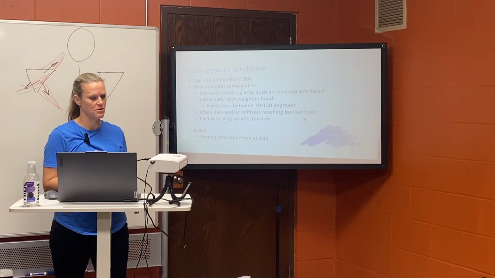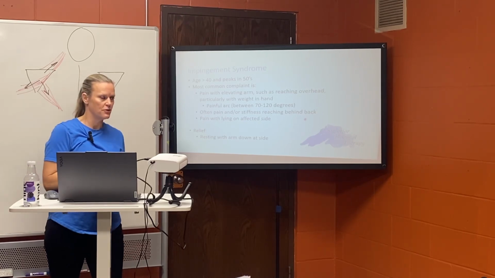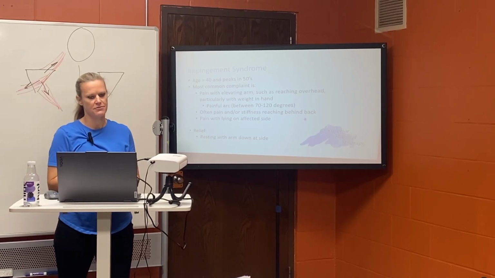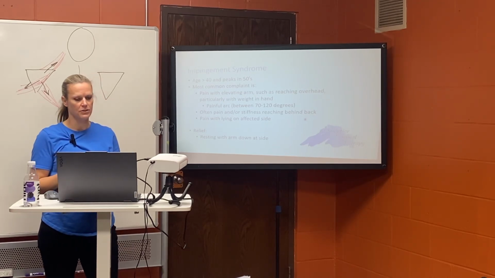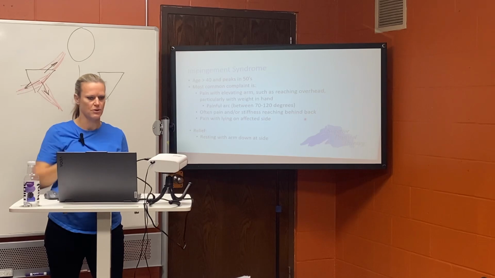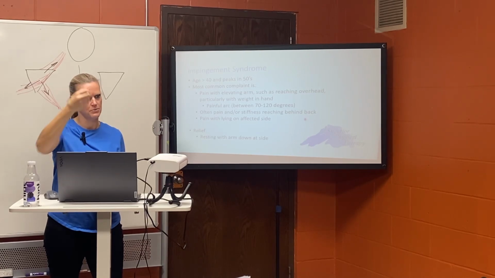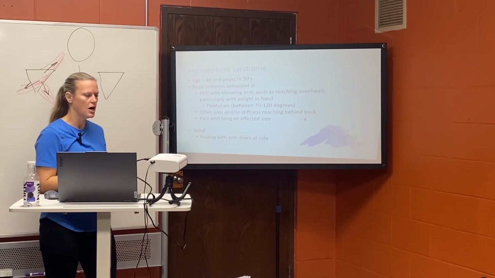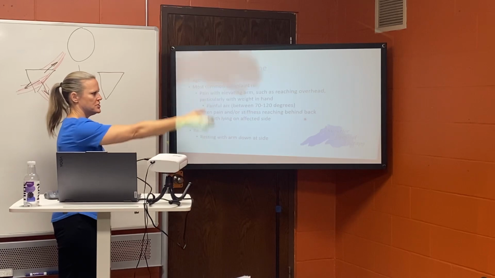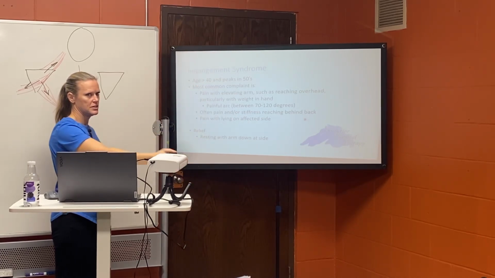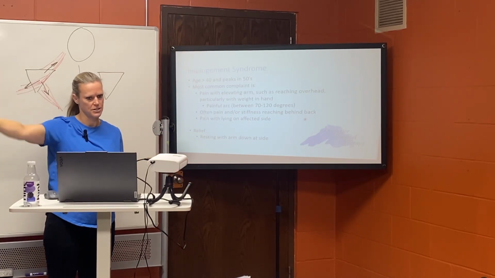So impingement syndrome is generally for people in their 40s to 50s. The main complaint is pain when they're lifting their arm up, such as reaching forward, especially if they have something with a little weight in their hand. So picture taking something out of the cupboard with a little bit of weight. There's an arc of pain that's very common, which is kind of right in this range here, or kind of out in this range here.